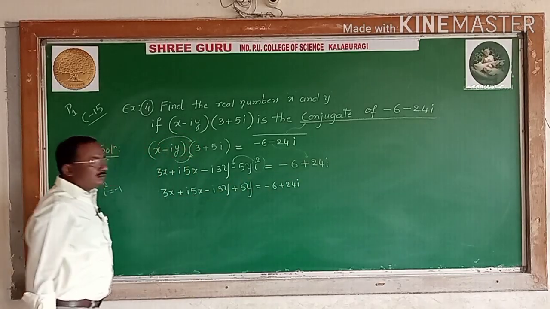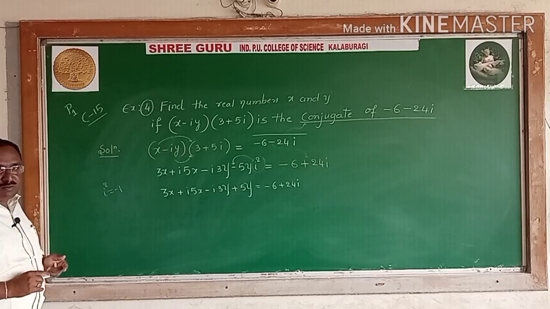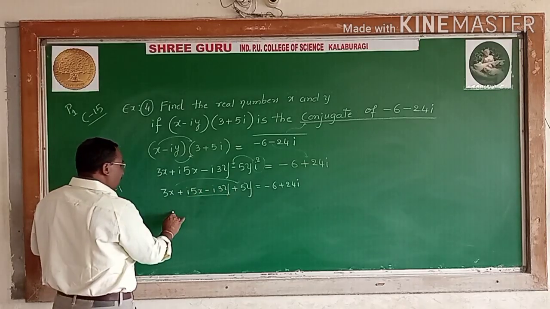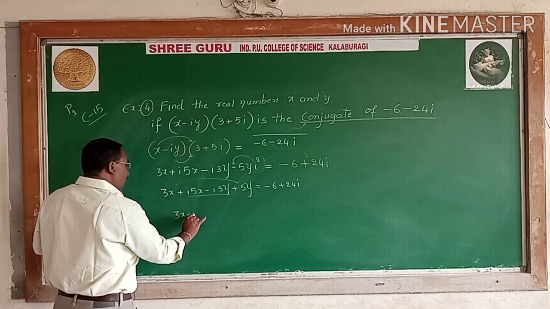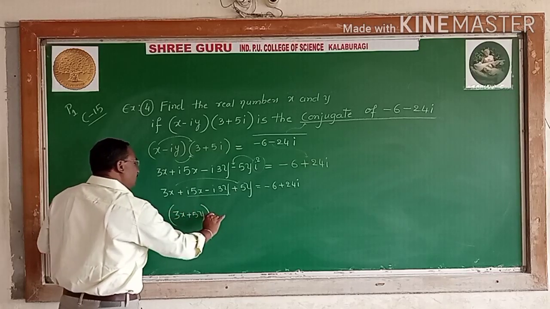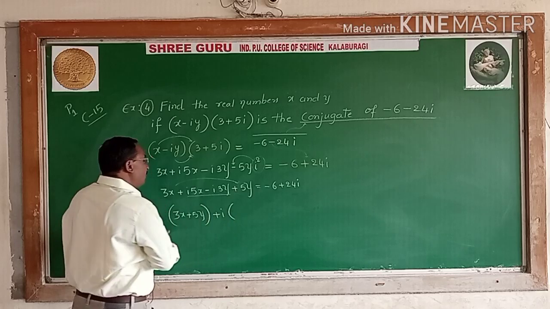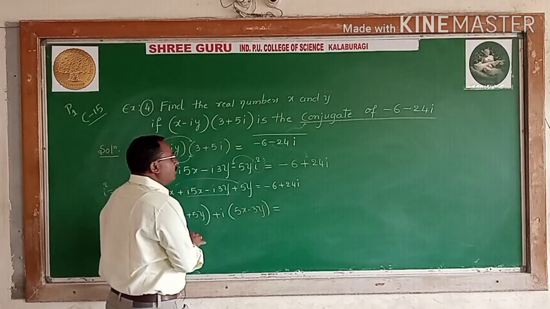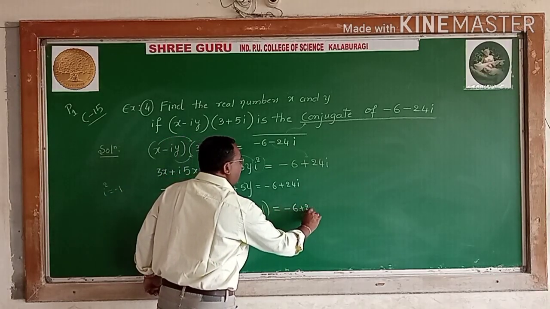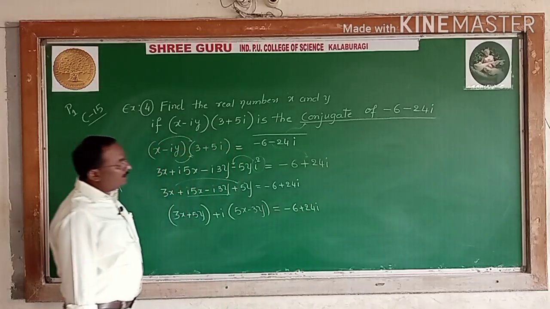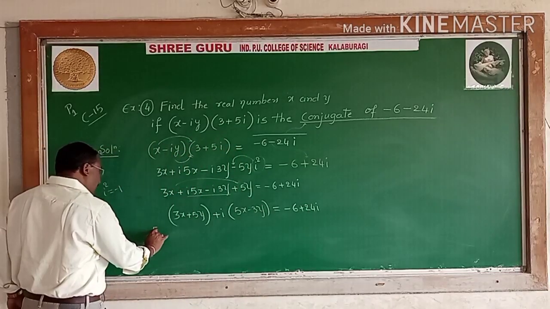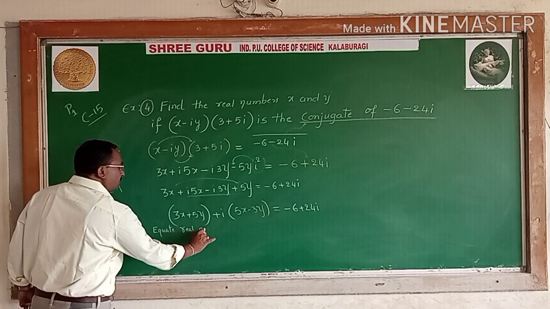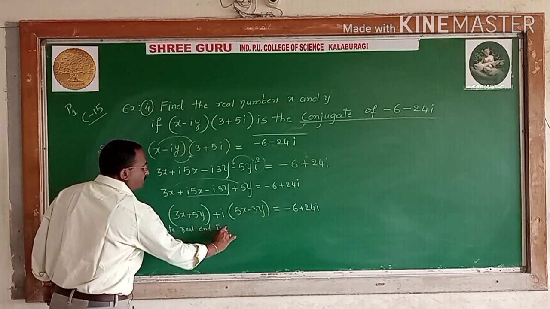Equality of complex numbers: equate the real and imaginary parts. Real part on one side, imaginary on the other. 3x plus 5y is the real part, plus the imaginary part, taking i common, 5x minus 3y, is equal to minus 6 plus 24i. By equality of complex numbers, equate real and imaginary parts.